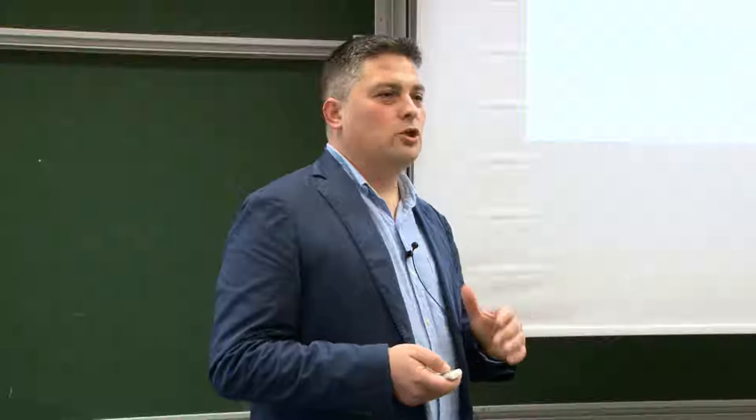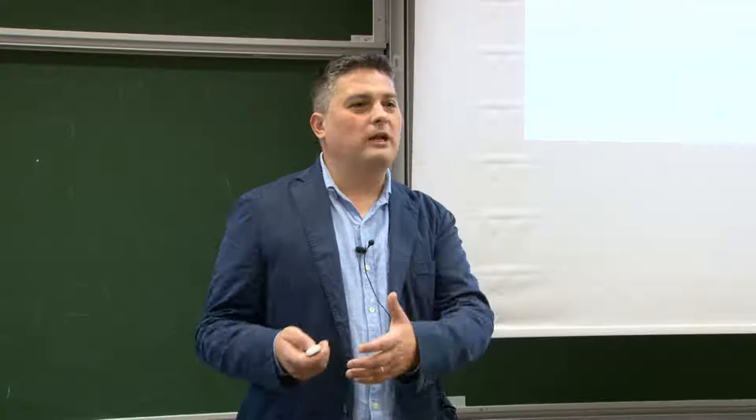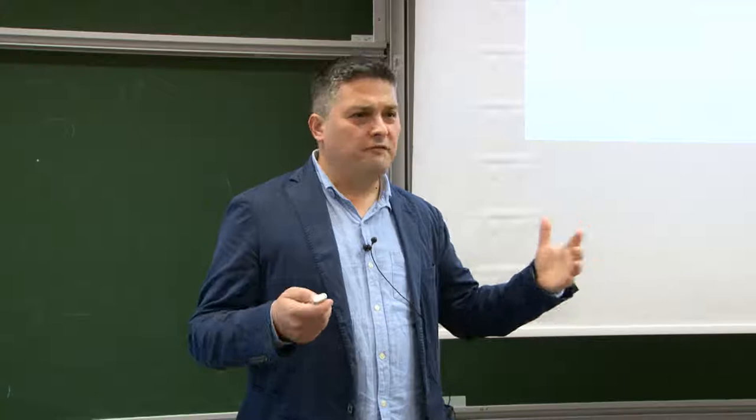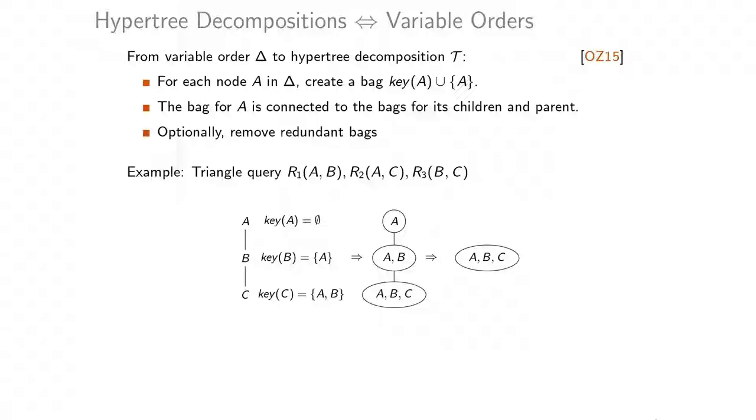So whenever you see an algorithm that says, hey, I work with variable orders because I do variable elimination, in AI for instance, and these people in databases and CSP, they work with hypertree decompositions, these must be different notions. In fact, no, they are the same. You can easily translate from one to the other. Okay? So it is actually very simple.